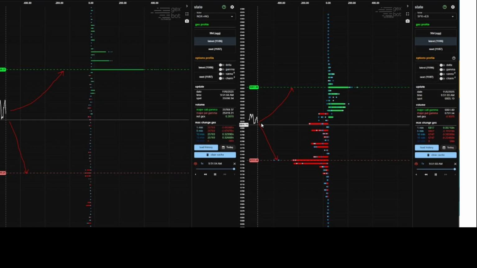Here the same. Maybe this is a little balanced because we see some big positive or call bars here and put bars here, negative gamma, and maybe when the session continues, we can see an imbalance between both, and you take advantage in the direction of the imbalance in favor of the big bars.